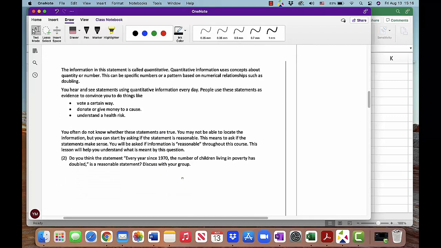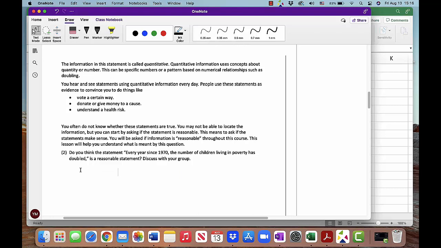All right, we're going to look at that statement and try to assess, to figure out, whether this information is reasonable. So looking at the statement itself: every year since 1970, the number of children living in poverty has doubled. Do you think this is reasonable?